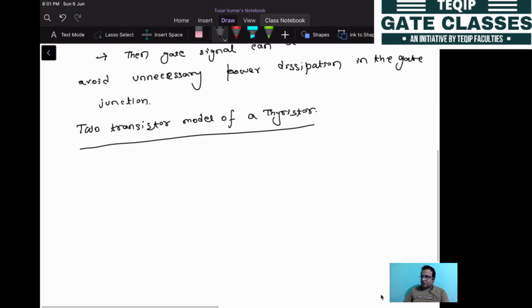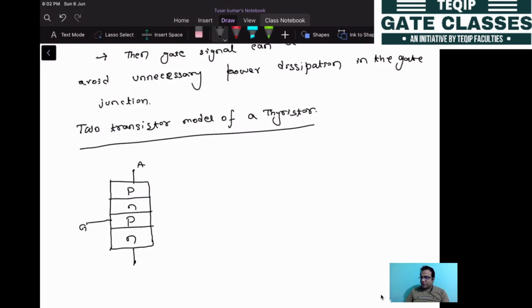That means actually a thyristor is not a combination of two transistors. But to know its exact operation, how it is operating, you can represent the thyristor by splitting it into two transistors. So how to do this? Let's say this is the structure of the thyristor: P layer, N layer, then again P, and again N layer. Here will be the gate terminal, here the anode, and here the cathode terminal.